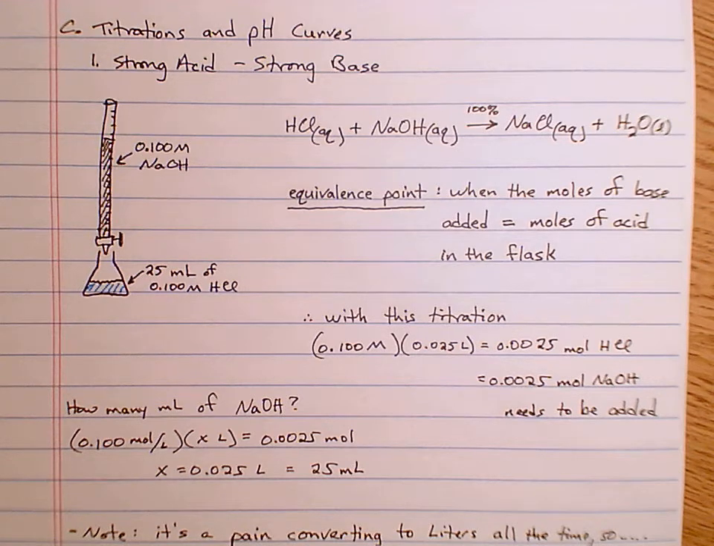Continuing on in the aqueous ionic equilibrium chapter, we come to titrations and pH curves. Now, this section is going to be long. This video is going to be, well, I'm going to chop it up into a number of shorter videos. Yeah, this is pages and pages and pages of material. The good news is it's very repetitive.